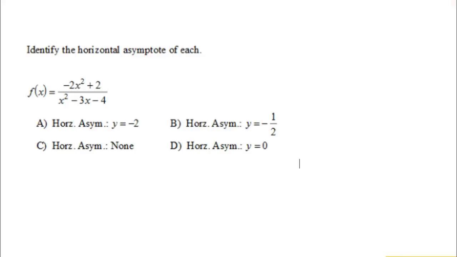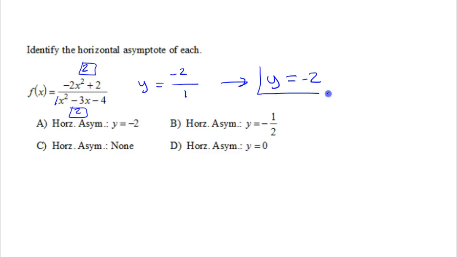So, which situation are we in? Well, this is degree 2 because it's x squared, and this is degree 2 because x squared is the highest down here. So, because they're the same, this is the situation where it will be leading coefficient over leading coefficient. That's negative 2 over 1. That means y equals negative 2 is the horizontal asymptote. So the answer is A.